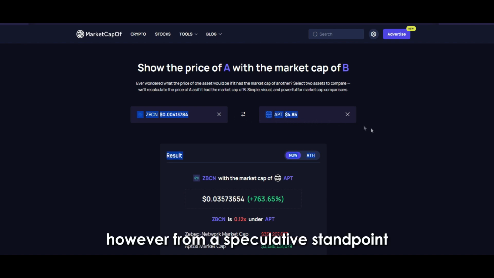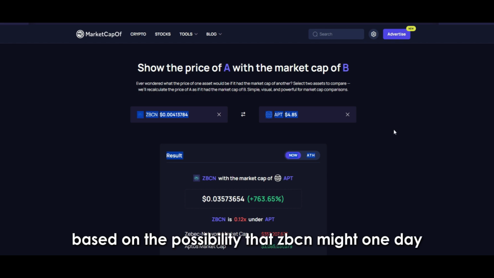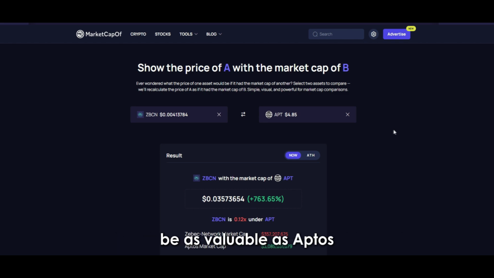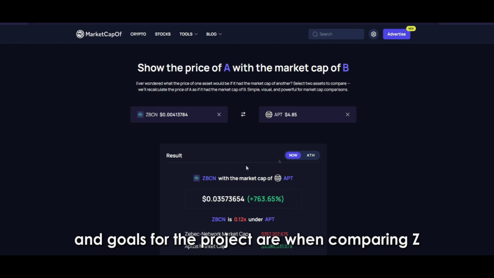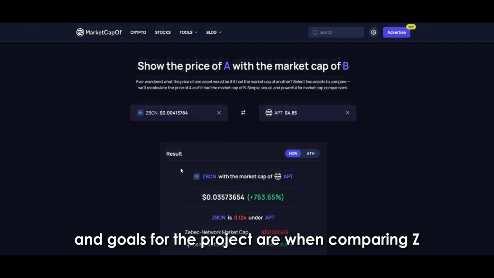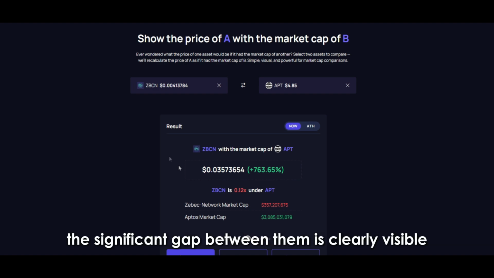However, from a speculative standpoint, a mathematical assessment can be made based on the possibility that ZBCN might one day be as valuable as Aptos. This is important for showing how big the expectations and goals for the project are. When comparing ZBCN's current market cap to Aptos market cap, the significant gap between them is clearly visible.